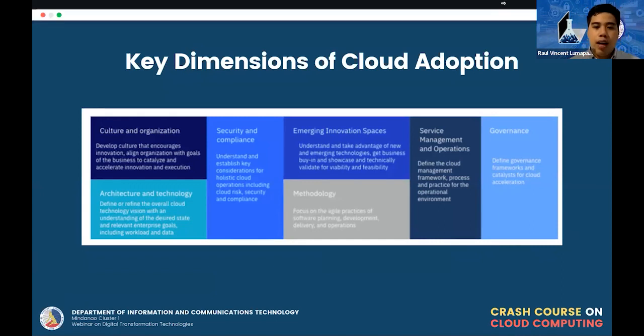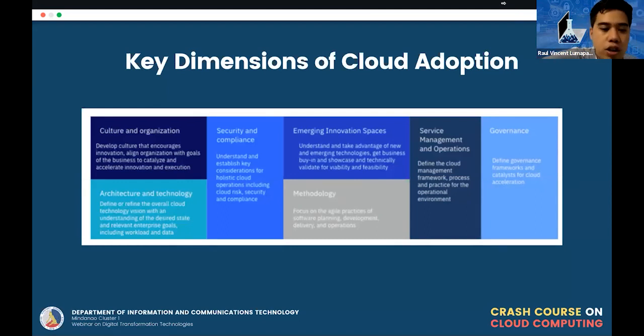So culture and organization. Develop a culture that encourages innovation, and align the organization with the goals of the business to catalyze and accelerate innovation and execution. Culture is very, very important. We need to really understand that culture is a driving factor in the success of the transition or adoption, not just of cloud, but also of other technologies.